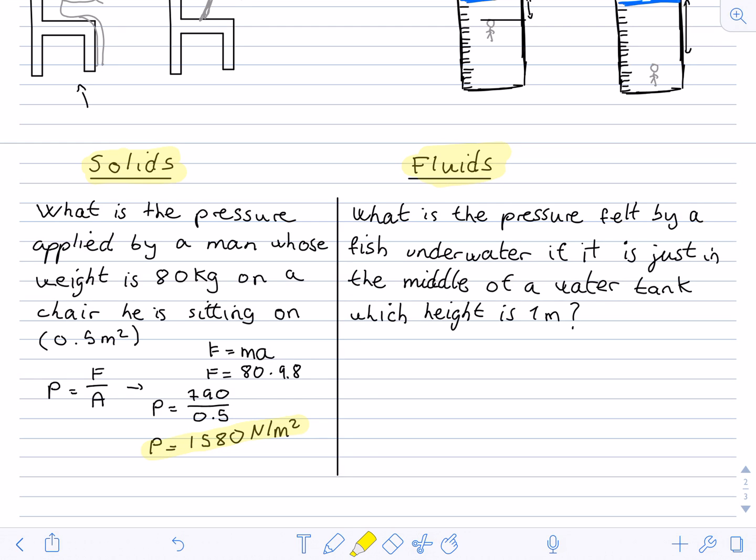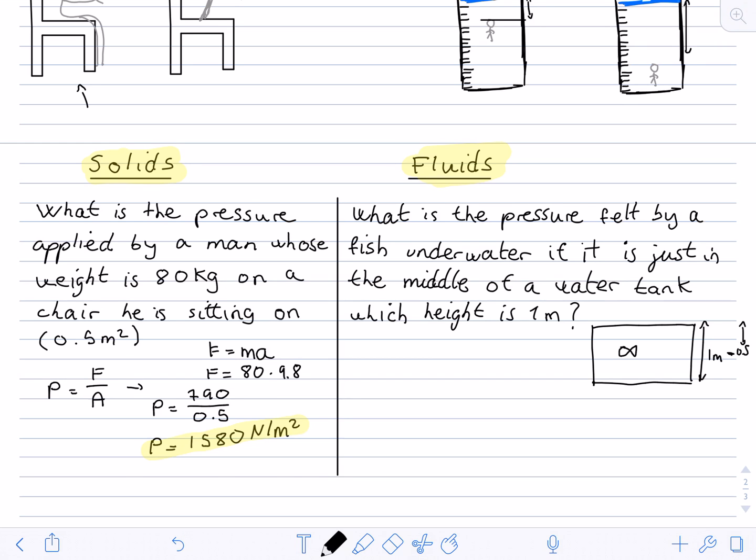So fluids. Basically, we have, what is the pressure felt by a fish underwater if it's just in the middle of a water tank, whose height is 1 meter? So we have to draw it out to understand. Let's say we have a water tank here, okay, and this is the goldfish. The fish is just in the middle, which means that if this is 1 meter, the middle part is going to be 0.5 from the top, isn't it?